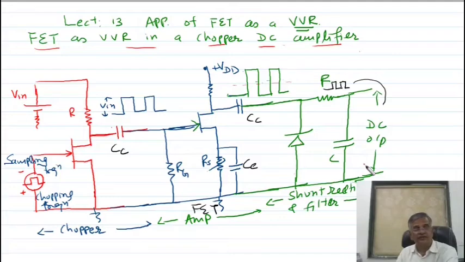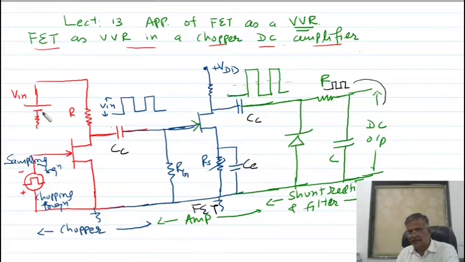You may have a question: sir, can you use the op-amp to amplify this signal? No, you generally cannot use an op-amp. The reason is that the op-amp error offset voltage is of the order of millivolts. So generally it is not advisable to use the op-amp.